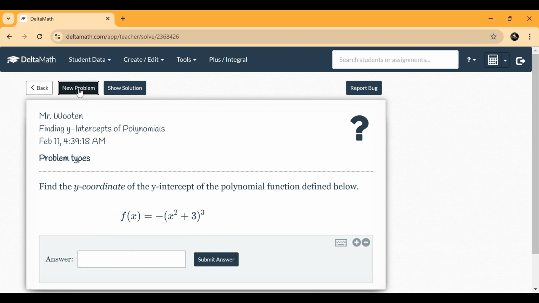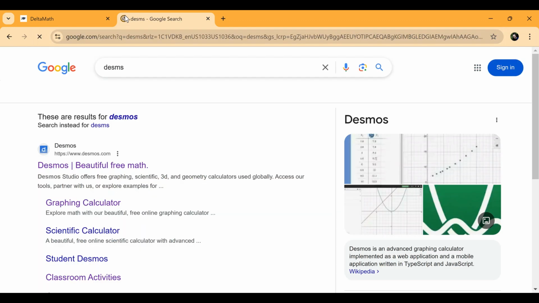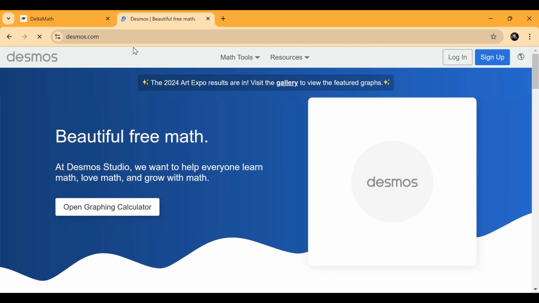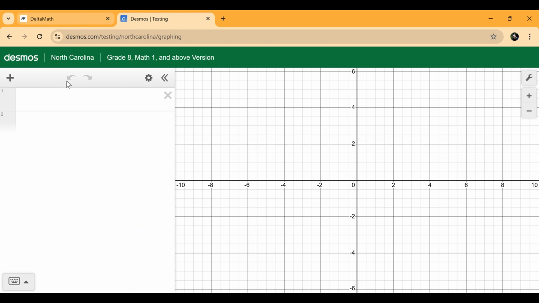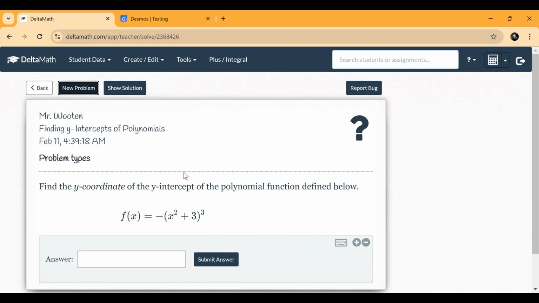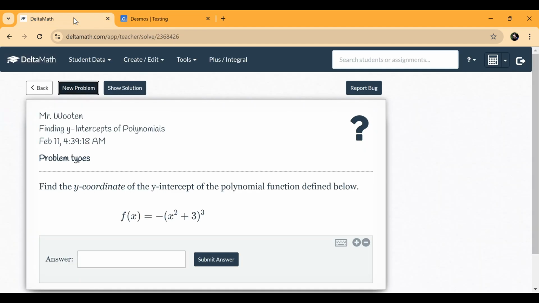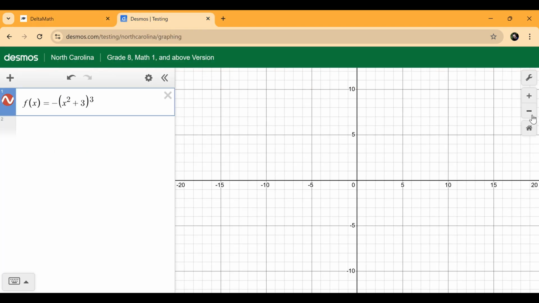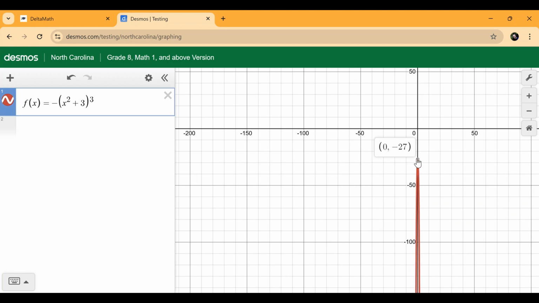Now I'm going to do a couple more, but this time with Desmos. So obviously, if you go to Desmos, and just to be in a good habit, let's do NC Math Desmos. Use the testing version. That way we know exactly what features we can and can't use. So if I type in this equation, f of x equals negative (x squared plus 3) to the third power, then I want to zoom out until I see this graph. Okay. Looks like the y-intercept is down here. There we go. When x is 0, y is negative 27.